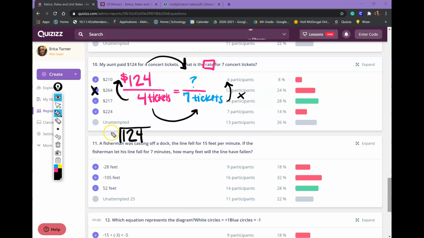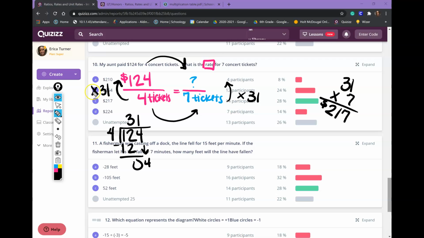So I'm going to do top in, bottom out, 124 divided by 4. So that tells me 4 times 31 gets me to 124. So then to find my answer, I need to do 7 times 31. Whenever I divided 124 by 4, I also found the unit rate. So the cost of 1 ticket is $31. And the cost of 7 tickets is $217. So that answer choice was C.